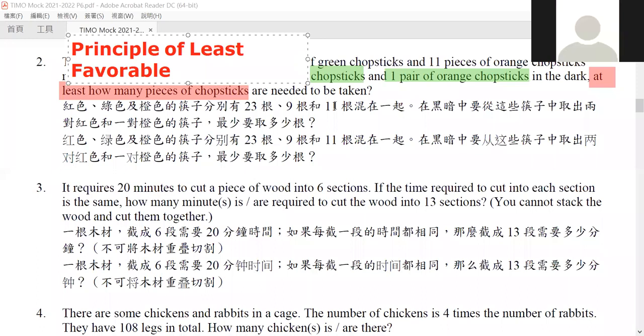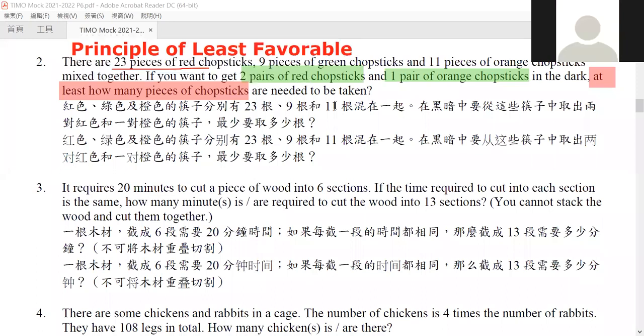Principle of least favorable. Now, this is always the case. Whenever you see a question which asks you "at least something", this is always the principle of least favorable. Now, what is the principle of least favorable? It is the worst case scenario. Yeah, this is another way of saying this is the worst case scenario.